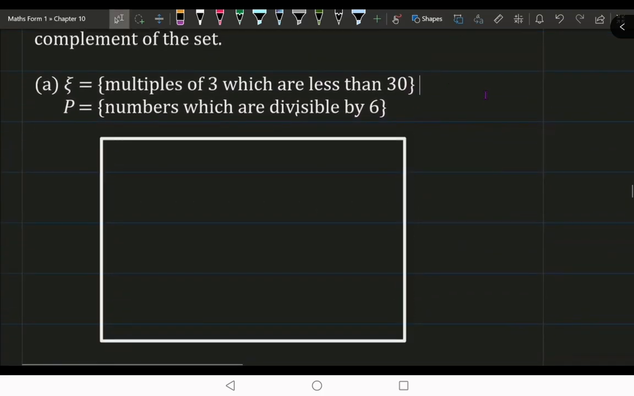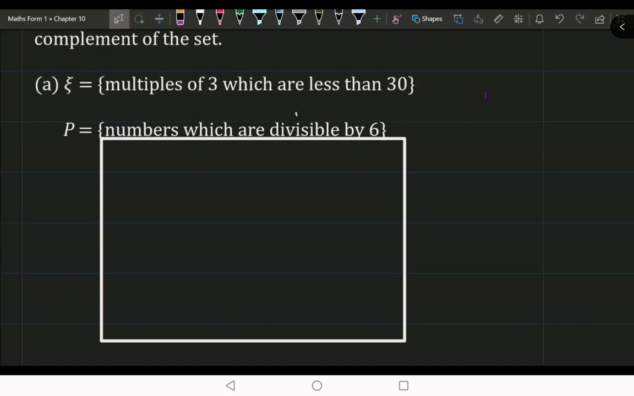What is the element? Multiple of 3 which is less than 30. So you need to list down all the elements here. You list down 3, 6, 9, 12, 15, 18, 21, 24, 27. No more because less than 30, not including 30. So that's all about the elements of the universal set here.